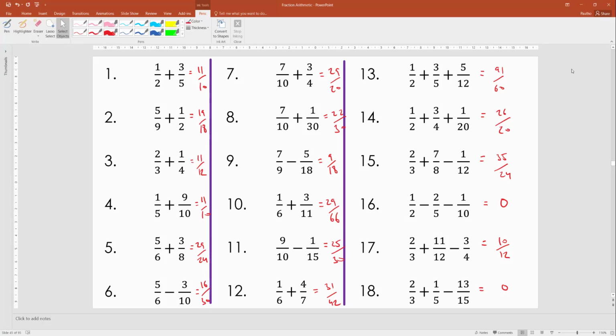Some of these will simplify, all right? Or you could have made the mixed numbers, but I haven't done that here. I've just written down the basic answers, all right? So just make sure you mark what you've done. And then once that's done, we'll come back together for the checking question.